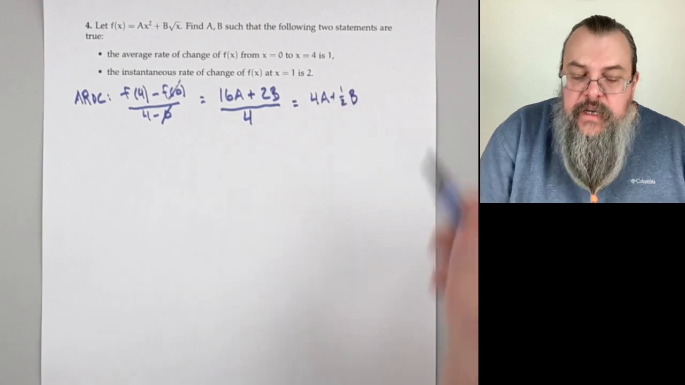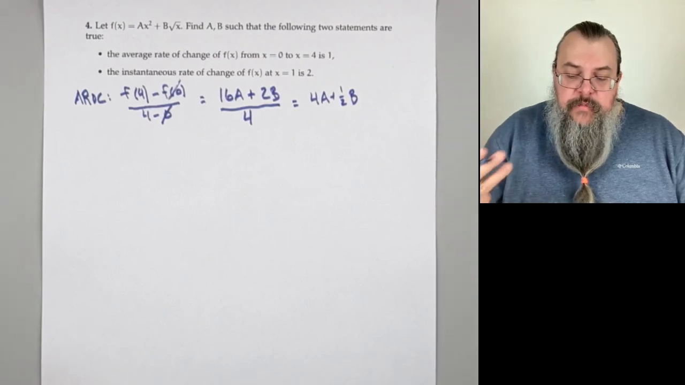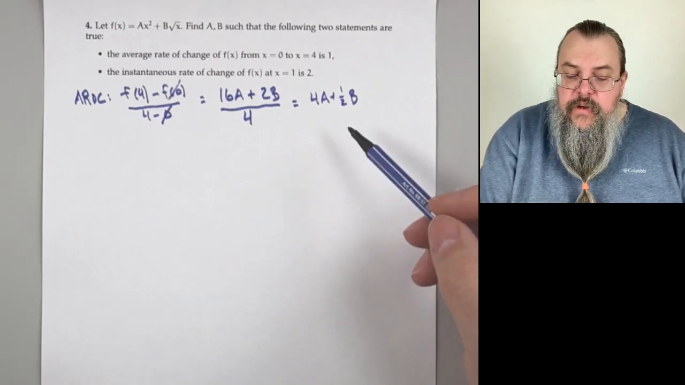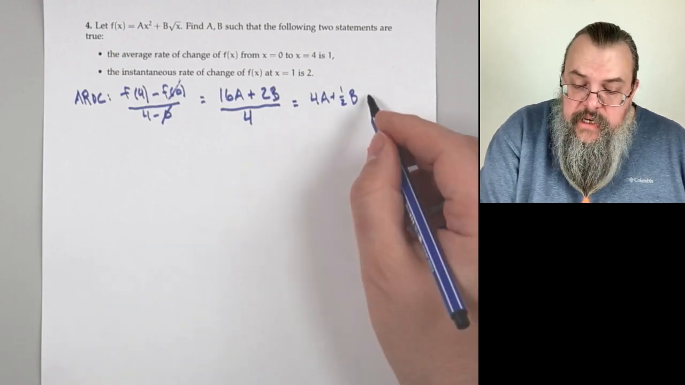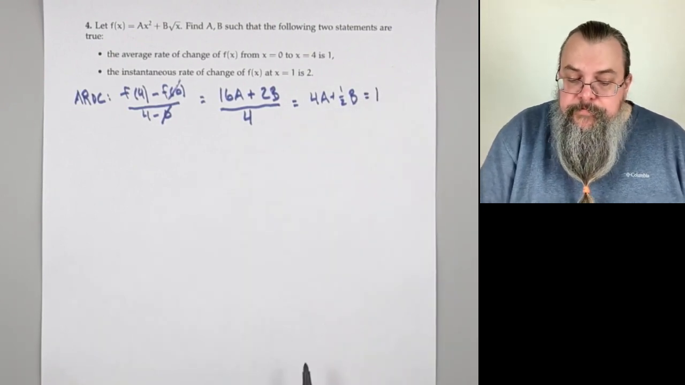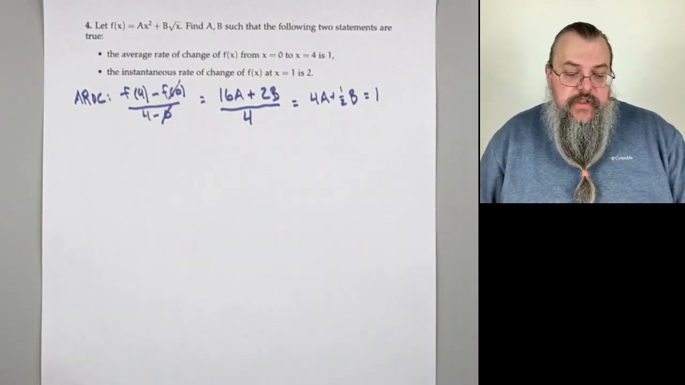So in other words, currently, if we just say it's a and b, where a and b are some unknown constants, and you say, what's the average rate of change from 0 to 4? It's 4a plus 1/2 b, and that equals 1. Okay. Instantaneous rate of change, let's do that.